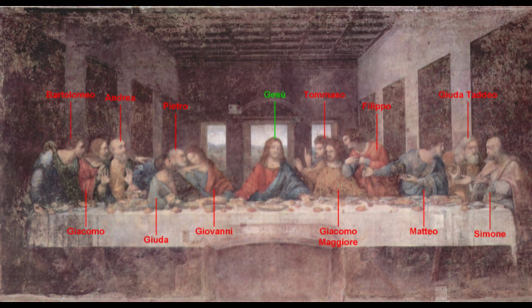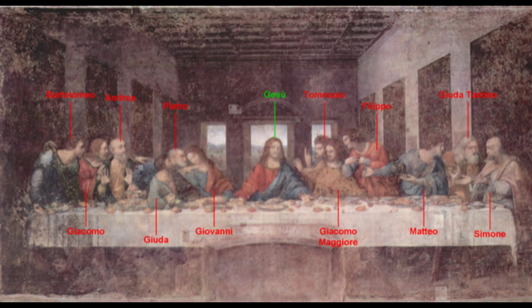The disciples are divided into 4 groups. Each group reacts to Jesus' words in different ways: shock, doubt, sadness, and anger. Judas stands out from the crowd. He is in the shadows, pouring salt, and holding a bag of money, a sign of betrayal.